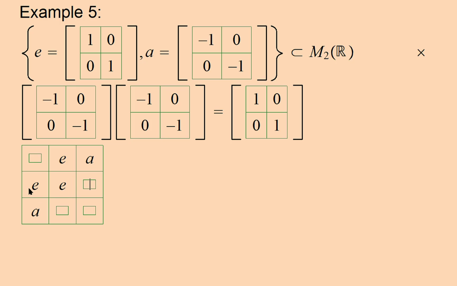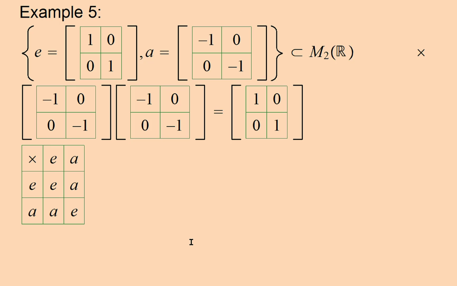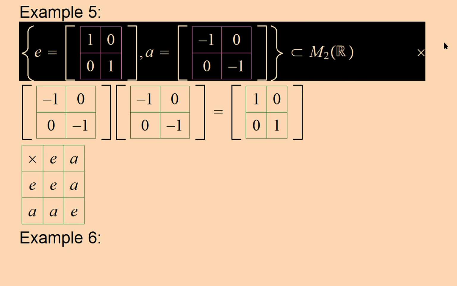So EE is E. If you multiply this with this, you'll get an A. EA is A again, and AA is E. So this is in a way exactly like the previous group that we took with 1 and -1. Now just one more example, just to expand a little. Okay, what we are going to do now is this.